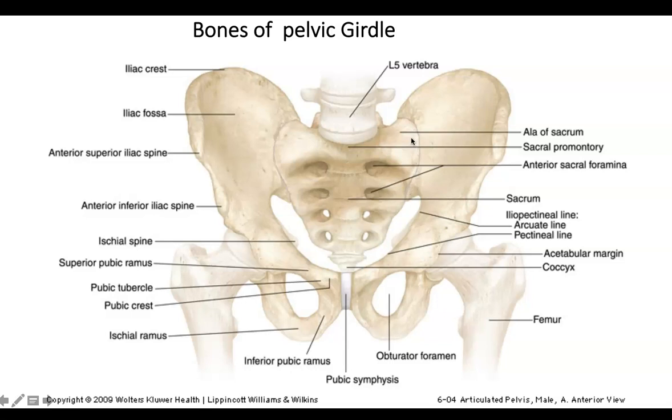So posteriorly, the sacroiliac joint, and anteriorly, the anteroinferior part of the hip bones are called pubis, and both sides of the pubis articulate with each other by a cartilage which is called pubic symphysis. Inferior to the pubic symphysis, this is the inferior ramus of the pubis, and this angle inferior to the pubic symphysis in between the both sides inferior pubic ramus is called the subpubic angle or pubic arch.